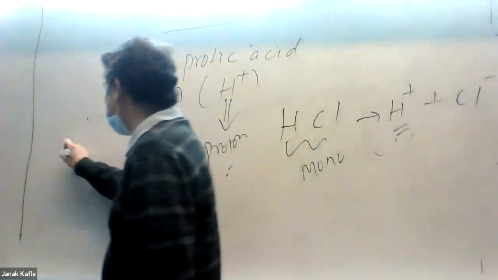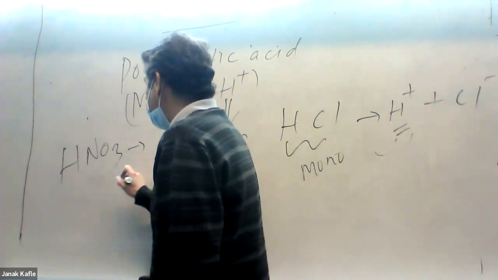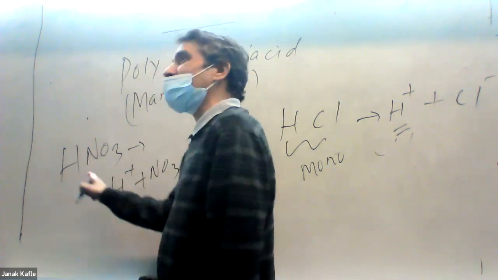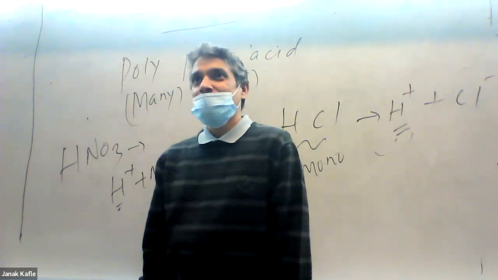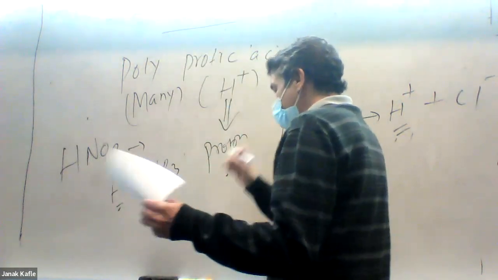How about HNO3? Throw this into water, it gives only one H plus and one NO3 minus. So this is a monoprotic acid. It gives only one H plus, right? Everybody got that? So let's look at another one, diprotic acid.